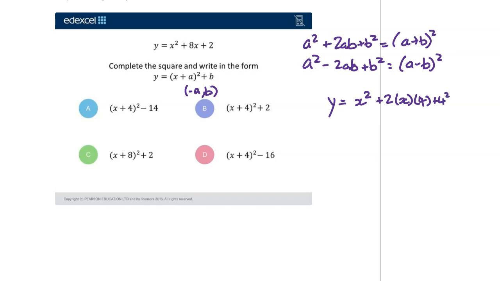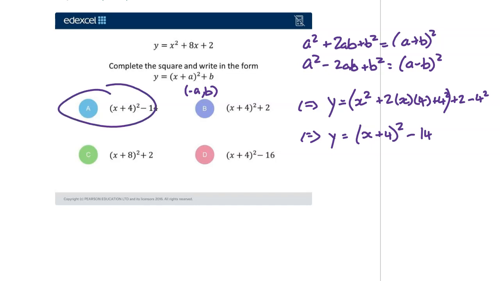I can't get rid of my plus 2, it was always there. But I've said that y equals this, and I'm saying this is an equivalent expression, so I've got to make sure that it maintains equality. I added on 4 squared, so I subtract 4 squared at the end. Now I know the first 3 terms are a perfect square, so that factorises nicely. It's just going to be x plus 4 all squared. Simplifying the end bit, 2 minus 16 is minus 14. We didn't need to keep going and factorising, we can just stop there. So x plus 4 all squared minus 14, answer A.